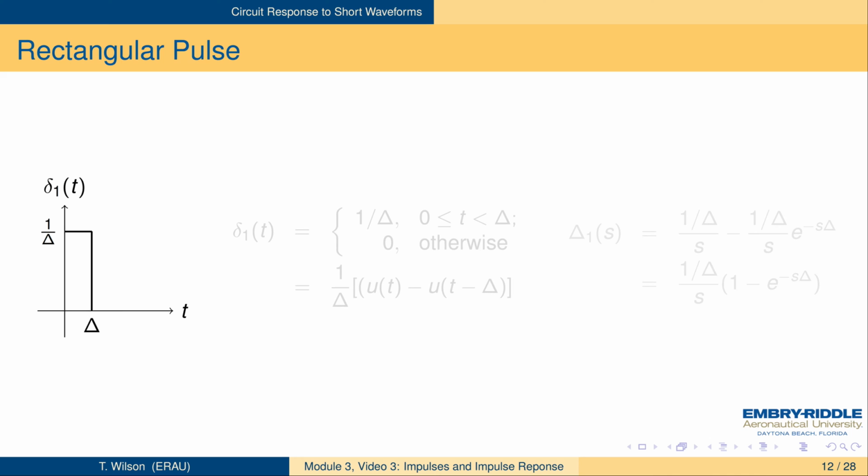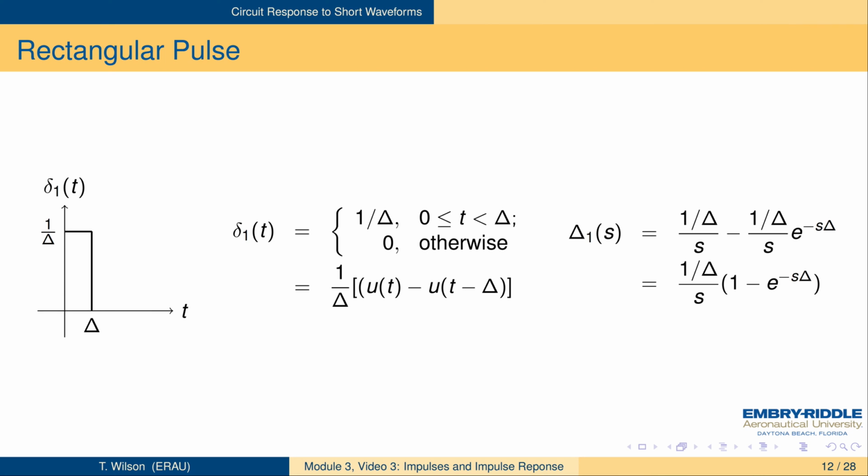We're calling it delta sub 1. And the definition then is that it's 1 over delta in the region 0 to delta, and it's 0 everywhere else. And we can write that using the unit step function. So we have a unit step function minus a unit step function of the same amplitude, and those will cancel each other out for t greater than delta. We can find the Laplace transform just by using the definition of the Laplace transform of the constant, and then the delay theorem or delay property.